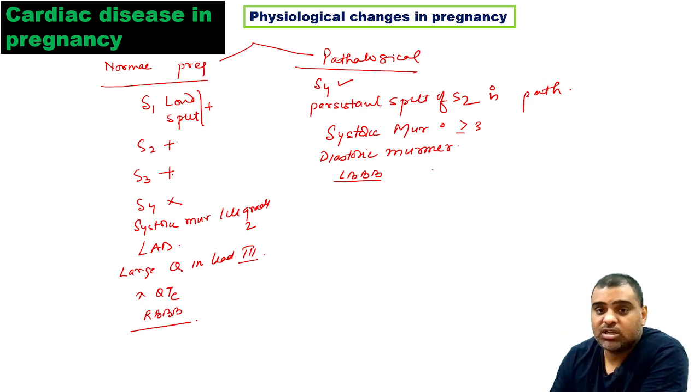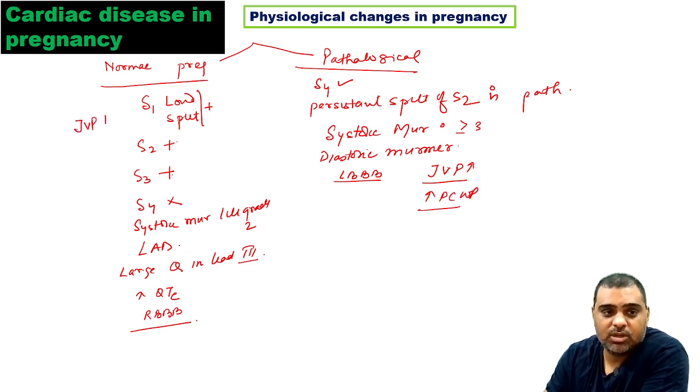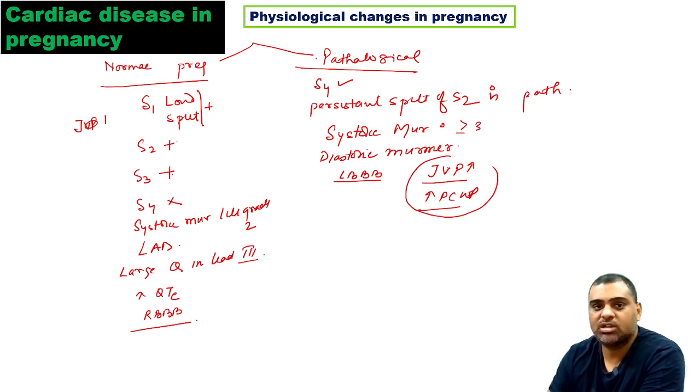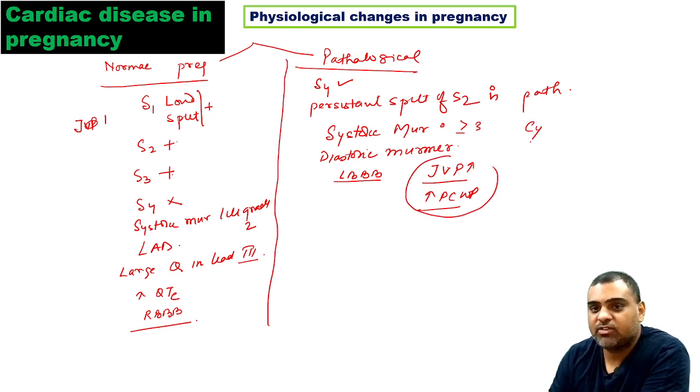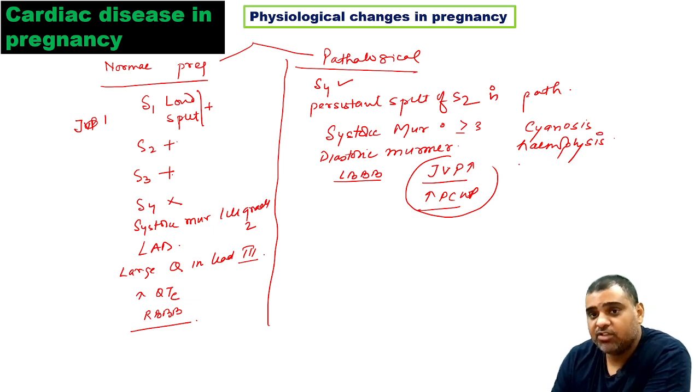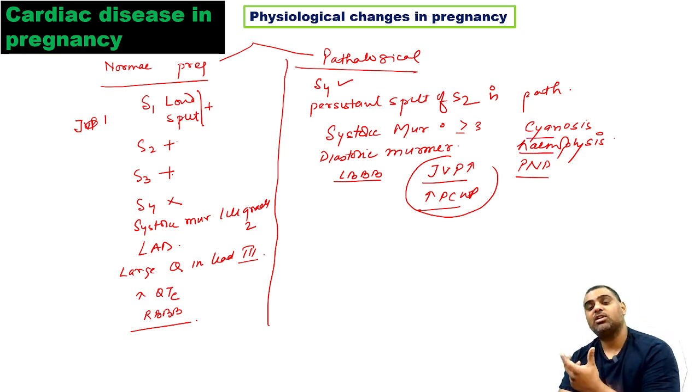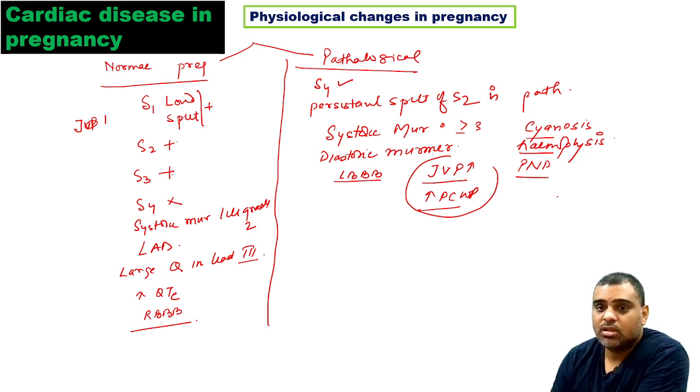What are the other things that are pathological? Raised JVP, raised pulmonary capillary wedge pressure; JVP is normal. Okay. So these are the pathological things. Presence of any cyanosis, presence of hemoptysis. Okay. If there is presence of PND, paroxysmal nocturnal dyspnea, the patient will complain that during nights I feel suffocated and I get up and feel that someone is trying to squeeze my neck. That is called paroxysmal nocturnal dyspnea. Okay, so these are abnormal things.